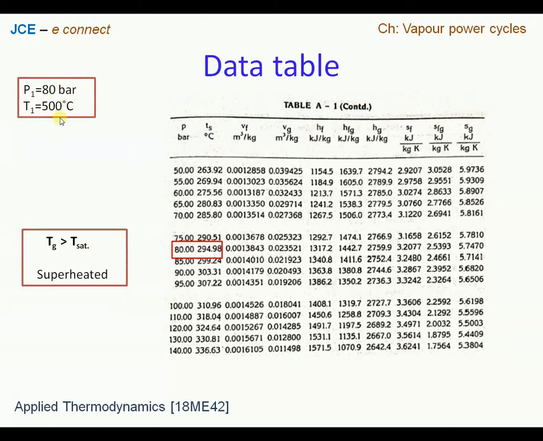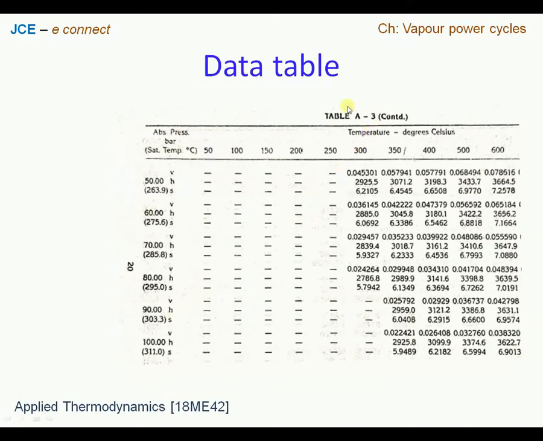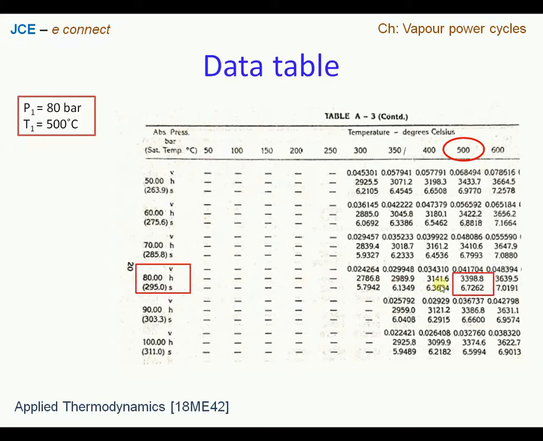Now let us look at the superheated tables. So we have a superheated table here, table number A3 and page number 20 as per the prescribed university data table. We are with 80 bar pressure and the temperature is 500 degrees Celsius, and we are looking at enthalpy and entropy. So let us now hold the enthalpy property and then move along the horizontal line, and we see that the enthalpy at a pressure of 80 bar and at a temperature of 500 degrees Celsius is 3398.8 kilojoule per kg, and the corresponding entropy at 80 bar and 500 degrees Celsius is 6.7262 kilojoule per kg Kelvin. So with this we got directly the values for H1 and S1.